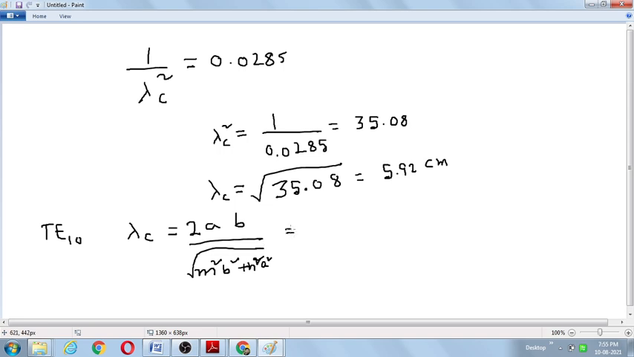So here put m is equal to 1 and n is equal to 0, we will get 2a value in dominant mode. Cutoff wavelength is equal to 2a, with m is equal to 1 and n is equal to 0. Substitute these values, we will get 2a. So lambda c is equal to 2a. That means 2a is equal to 5.92 centimeters.